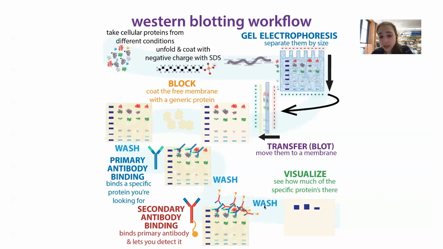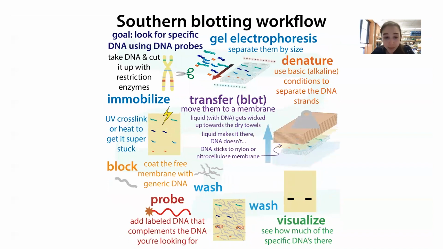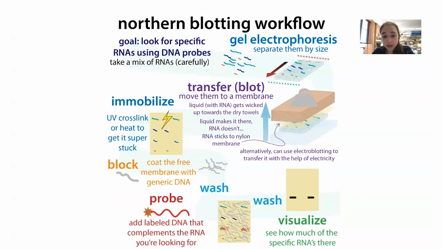And so we do a lot of washing, and we do our secondary antibody, and then we do a lot of washing, and then we visualize it, and we see how much of the specific protein is there. And your visualization strategy is going to depend on the probe that you used, and we'll get more into this in a minute. For the northern and the southern, at this point, you treat them basically the same, and you're going to probe them using a labeled DNA that complements the DNA that you're looking for, or the RNA that you're looking for. That's the only difference here.